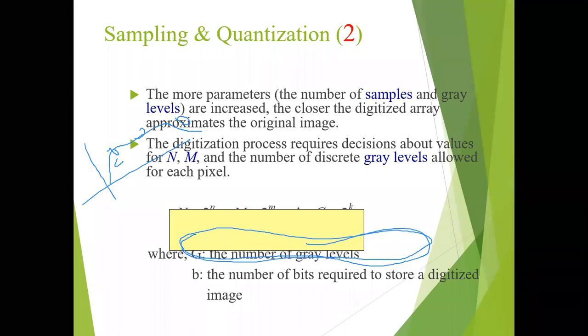The digitization process requires decisions about the values n and m, and the gray levels allowed for each pixel value. So particularly when we start an application, immediately what we have to think about is how many samples I require and how many gray levels are required. And we have to choose that.